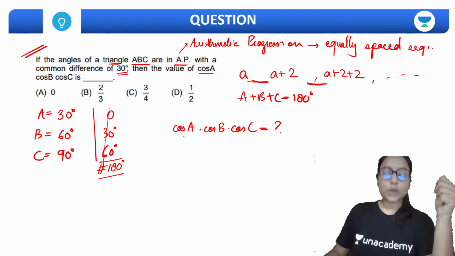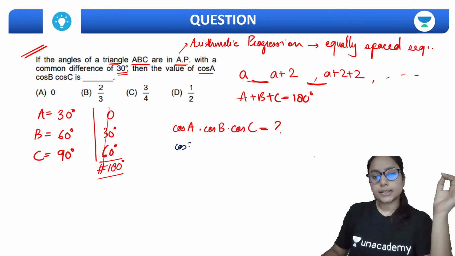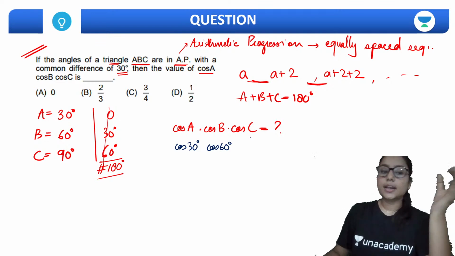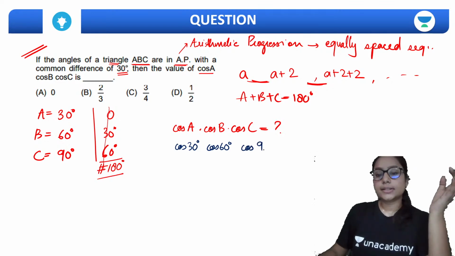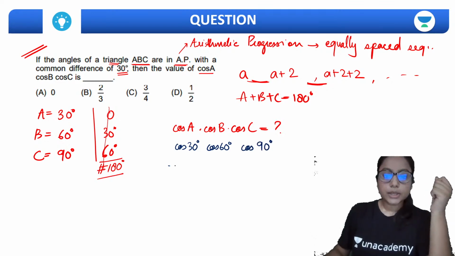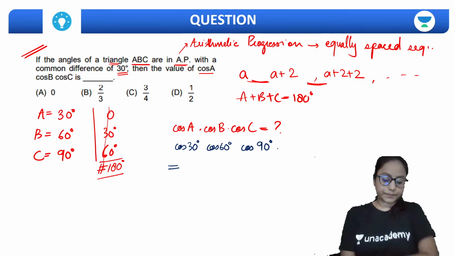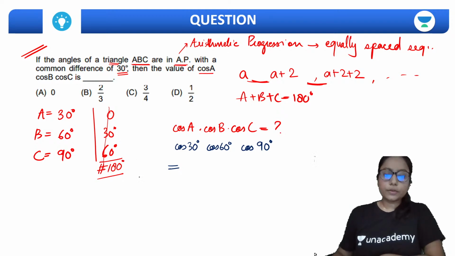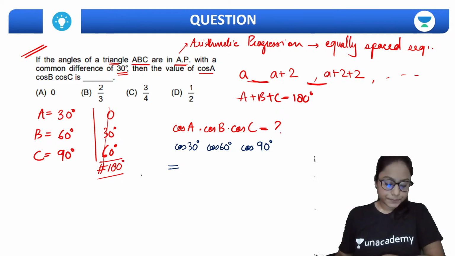Yeah, what is cos A? Means cos 30 degrees. What is cos B? Means cos 60 degrees. What is cos C? Cos 90 degrees. Okay, so you need to find the values of these. Let's see. All of you quickly type in your answers.